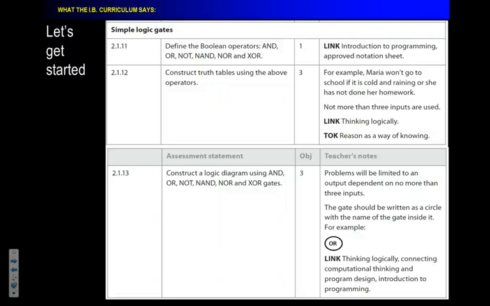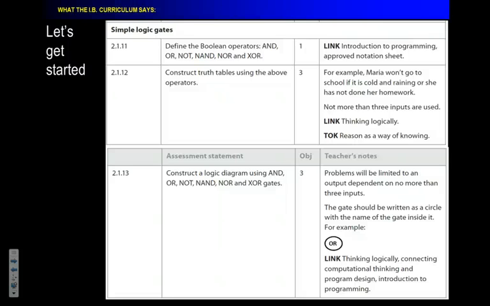Construct truth tables using the above operators. So truth tables. And there's an example here. We'll come back to the example at the end. Construct a logic diagram using AND, OR, NOT, NAND, NOR, and XOR gates. So we're going to see what that is during today's presentation.